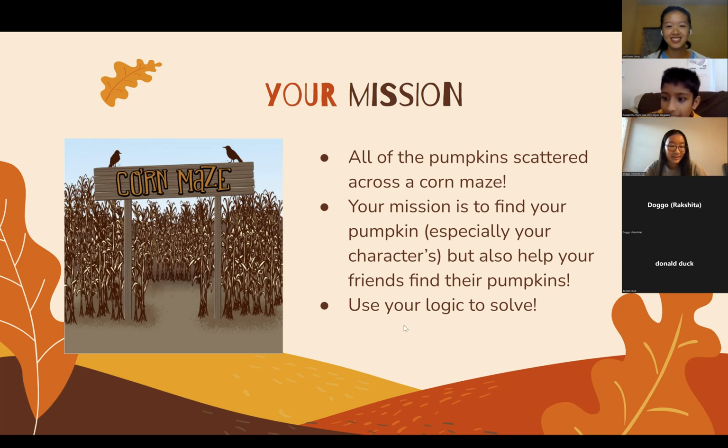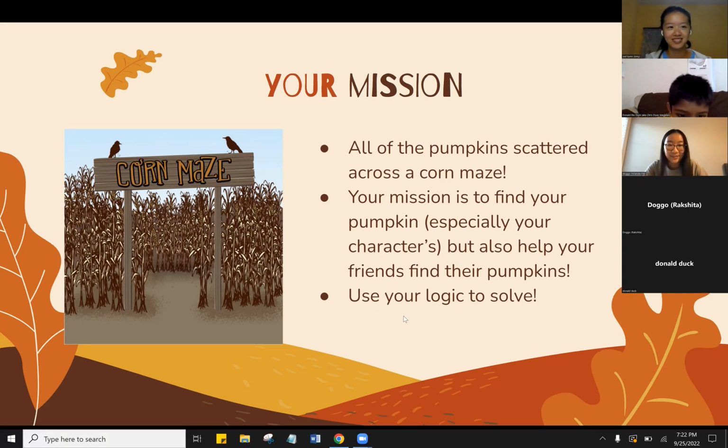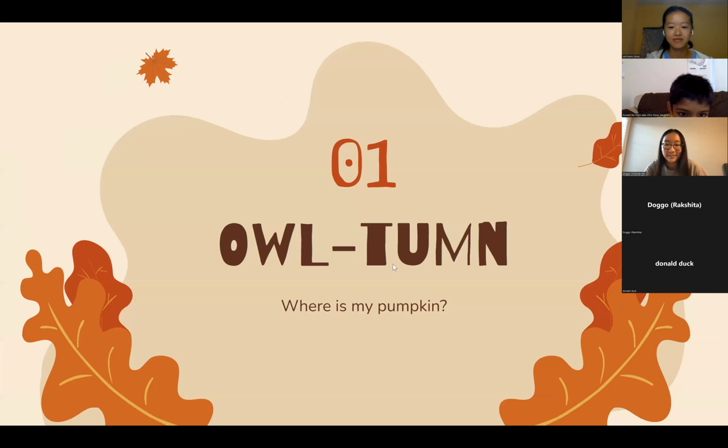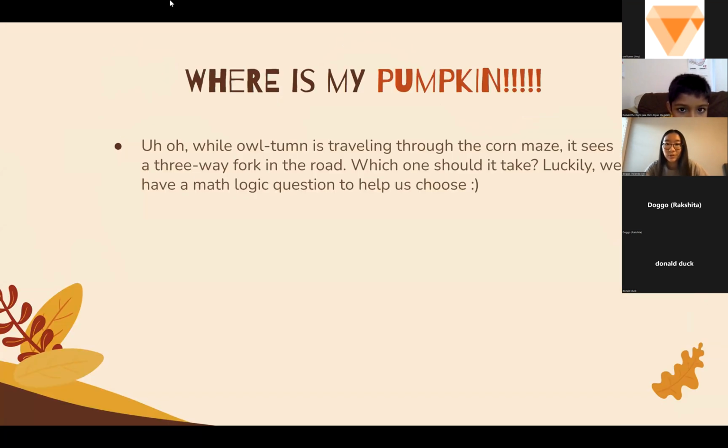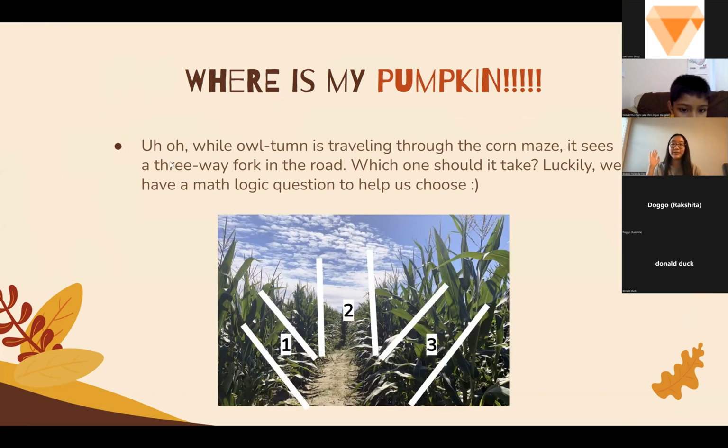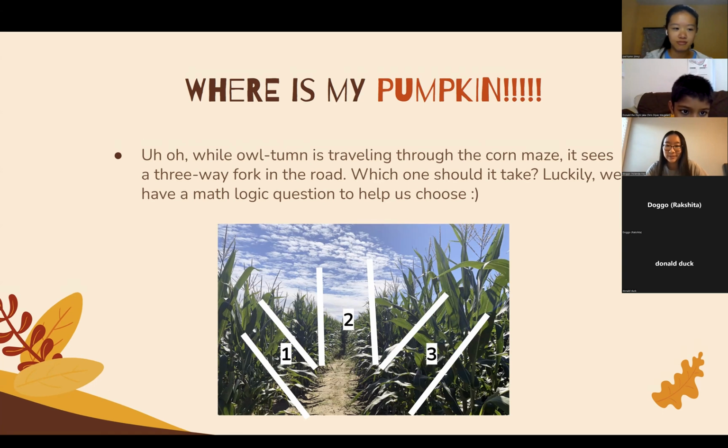All right, first, let's look at what Owltum's strategy is to find its pumpkin. Owltum is freaking out because it went to the corn maze and now it finds a three-way fork. So it labels the paths 1, 2, and 3, and wonders which one it should go down. But luckily we have a logic question to help us figure it out.